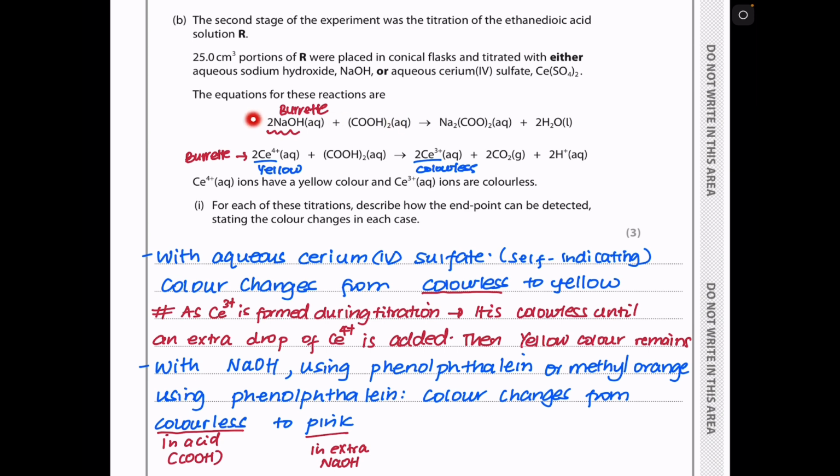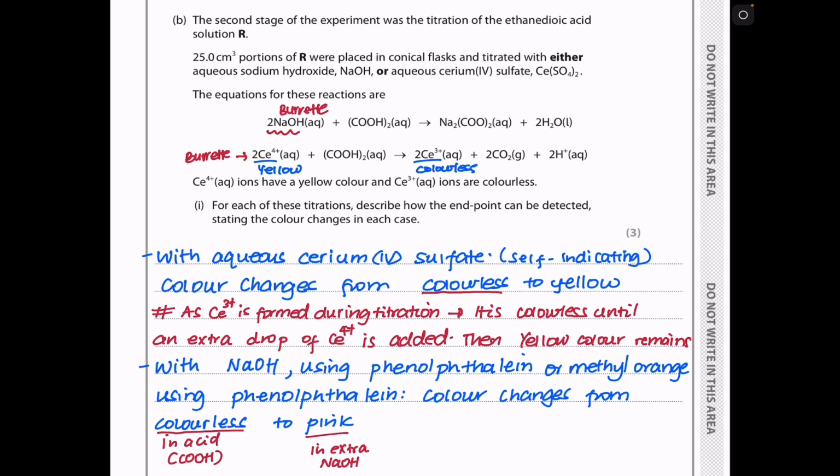In this titration, because we are using sodium hydroxide and there is no observable color change, we will need a specific indicator. Since this is sodium hydroxide, we can either use phenolphthalein or methyl orange. So here I chose to use phenolphthalein, and the color change is going to be from colorless to pink because an extra drop of sodium hydroxide is going to drop in the conical flask, and we'll have the indicator in sodium hydroxide creating a pink color.